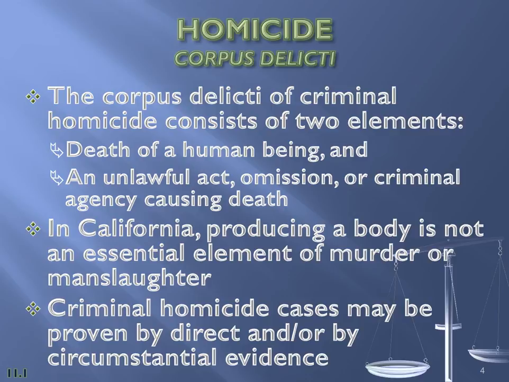So also, criminal homicide cases may be proven by direct and or by circumstantial evidence. So the corpus delicti, to give you a little bit more of an understanding of felonious or criminal homicide, consists of two basic elements. The first one would be death of a human being, and the second would be an unlawful act, omission, or criminal agency causing such death. Now, it's not necessary that there be direct evidence as to the means used to accomplish the killing in attempting to prove the corpus delicti of homicide. Such may be proven, as I mentioned just a couple minutes ago, by circumstantial evidence. So criminal homicide cases, again, can be proven by direct evidence or by circumstantial evidence.